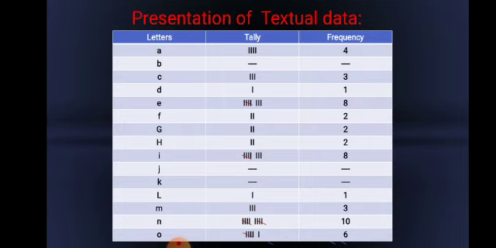So like that I have prepared for each. B is not repeated, so I will be putting a dash. C is repeated 3 times, so we will convert it into 3. So like that A, B, C, D till O. O is repeated 5 times. So there is one cross mark in the tally marks.